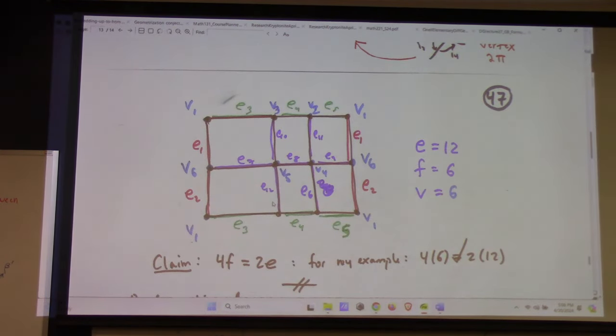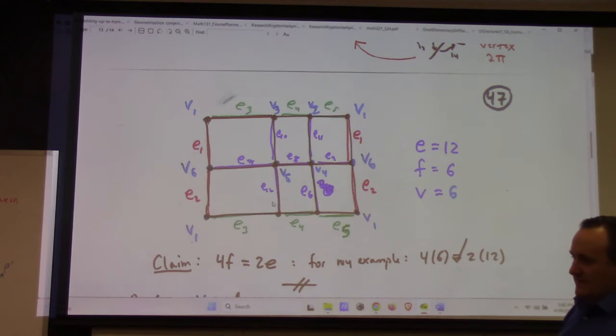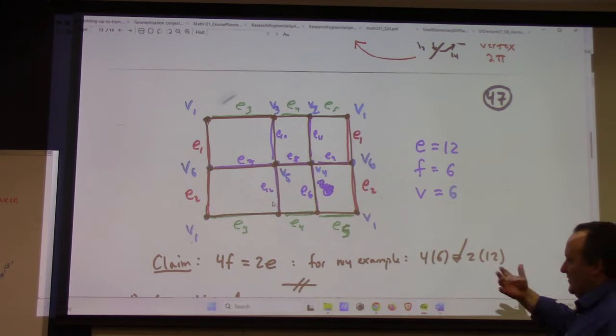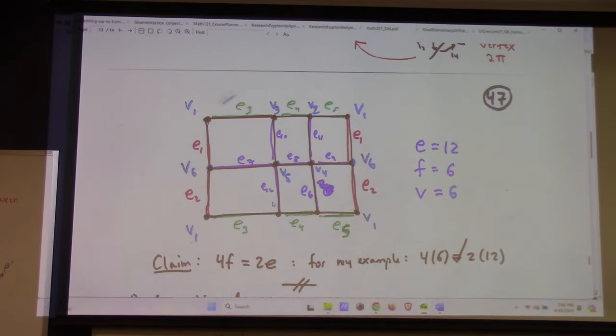The claim that I always get stuck on is that 4 times the number of faces has to be 2 times the number of edges. This is something that's, I think, generally true. It's true for this rectangle, but why is it true in general? Involves some counting that I'm a little fuzzy on. I'm not saying it's hard, I'm just saying I'm fuzzy, yeah.